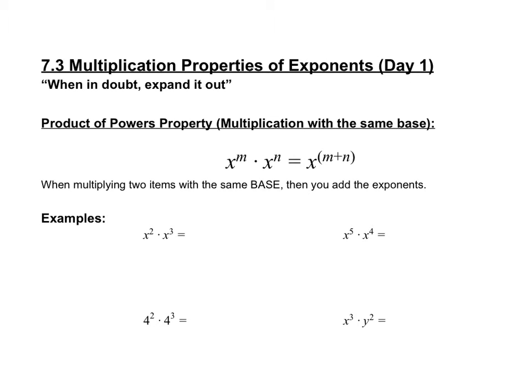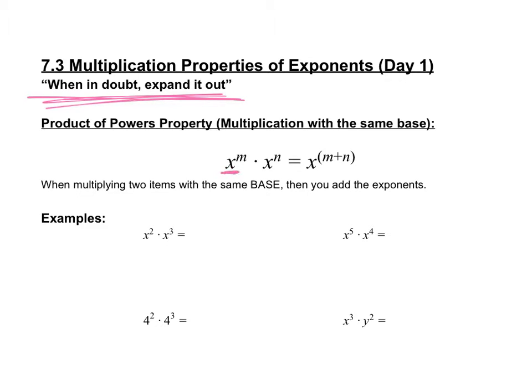All right, today we are moving on to 7.3, multiplication properties of exponents. We're just learning a couple rules that we use. So, when in doubt, expand it out, that's going to be a lifesaver, and it gives you a very good visual as to what's actually going on. Product of powers means multiplication with the same base.